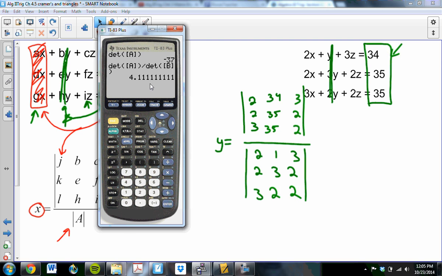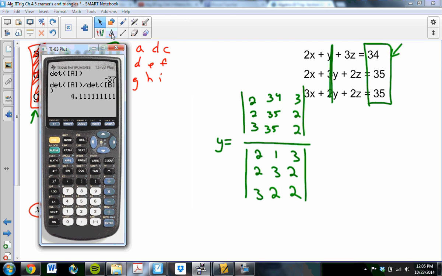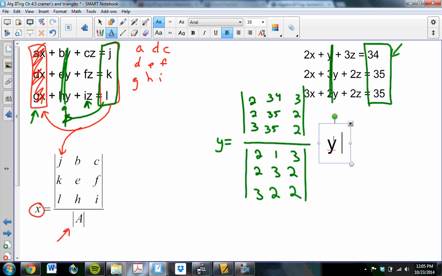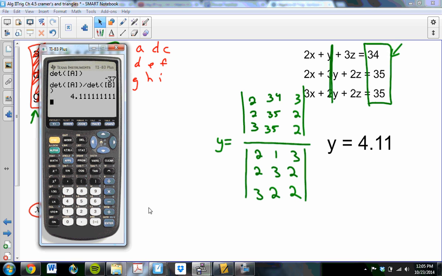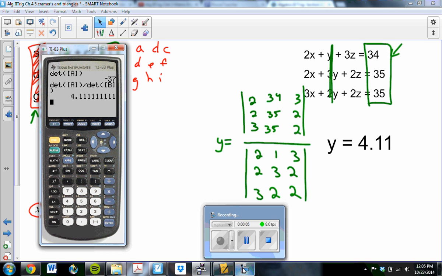My y value would be 4.11, 4.1 repeating, really. And I can do that again to find the x value, and I can do that again to find the z value. I don't think I will go over it again. I think that should take care of it. Should be able to handle it from there. Hope that was helpful. If you have any questions, let me know.